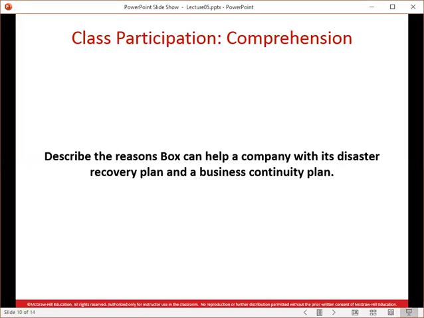Next, what are the reasons Box can help? Describe how Box can help a company with its disaster recovery plan and a business continuity plan. Well, again, a company should create a disaster recovery plan, and this is a detailed process for recovering information or a system in the event of a catastrophic disaster.